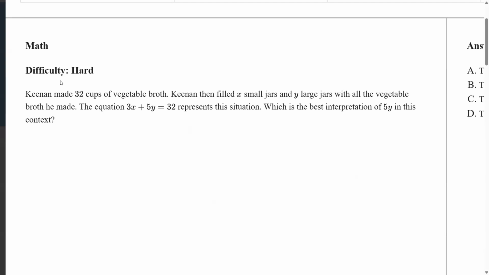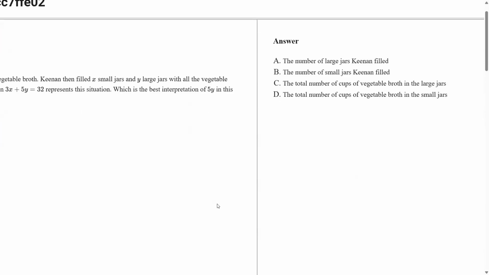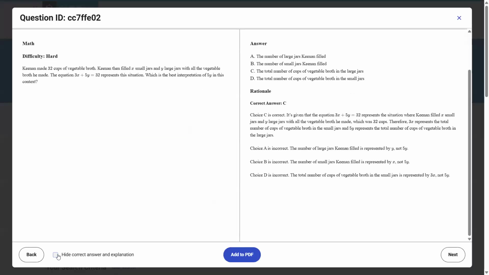X small jars and 5 large jars with all the vegetables rows he made. Equation 3x plus 5y equals 32. 5y represents the total number of large jars.